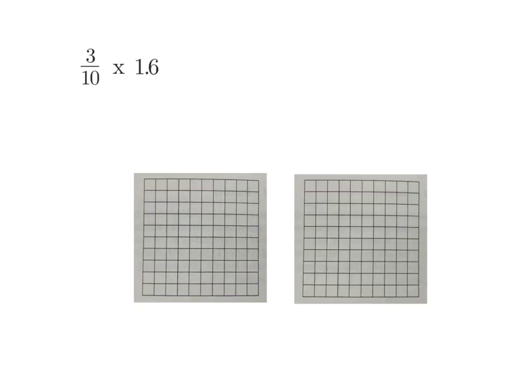Here we have 3/10 times 1.6. Now, what's different about this problem? We have a fraction and a decimal. Okay, we have a fraction and a decimal. What else is different about this problem? Nadav? The decimal has a whole number. Yeah, it's a mixed number. So if I were to write 1.6 as a fraction, it would be 1 6/10, wouldn't it? Or another way is 16/10. Do you guys agree?